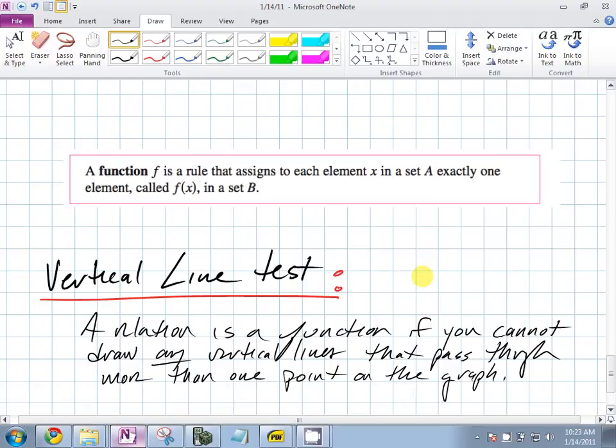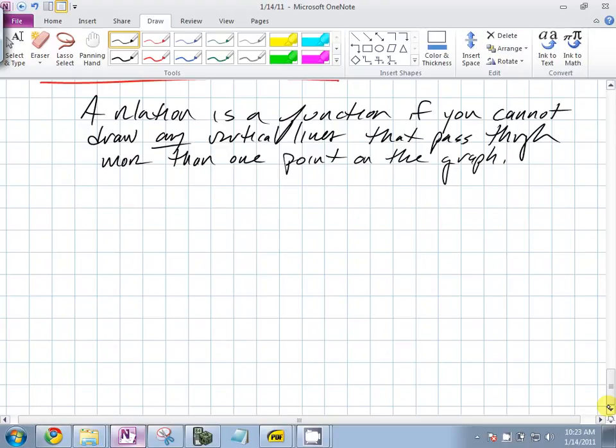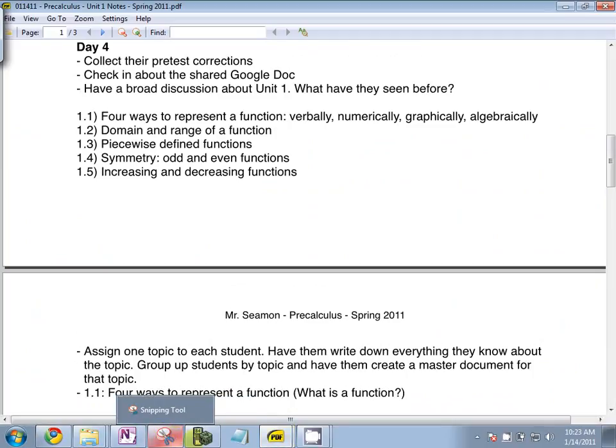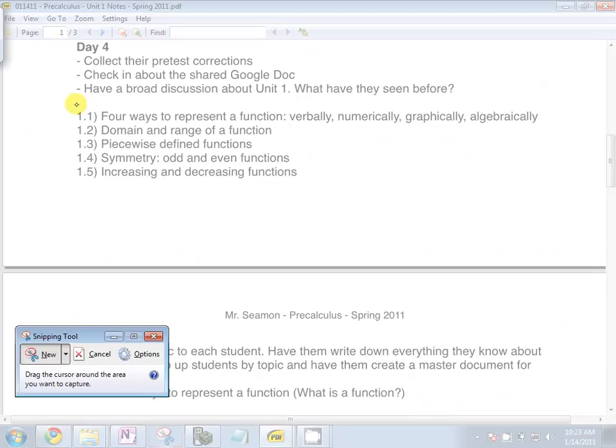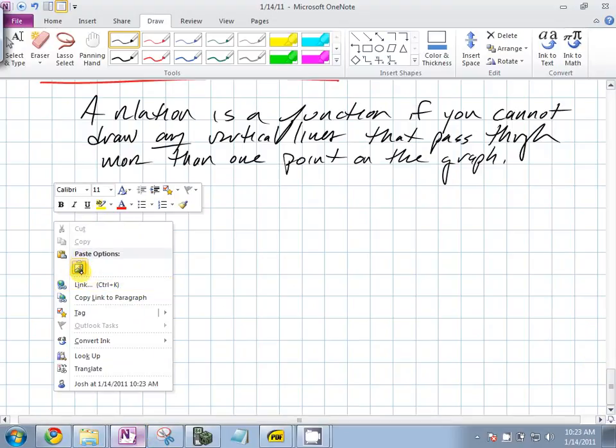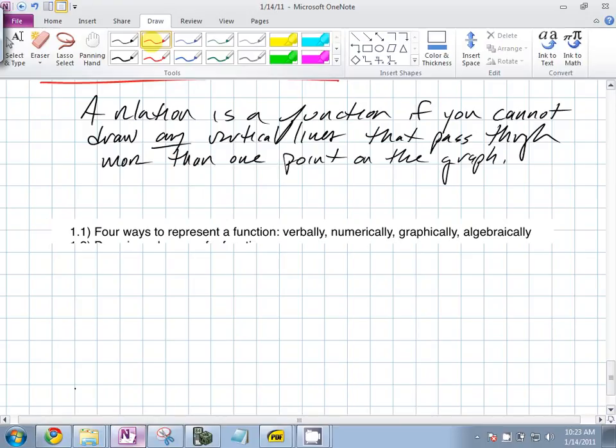So the big thing for 1.1 are these right here. 4 ways to represent a function. Which one of these 4 methods are you most familiar with? What do you think? Graphically? I would say graphically and algebraically. You generally write an equation, and for a graph, you show a picture. So I'd imagine you're familiar with algebraically representing a function and graphically.